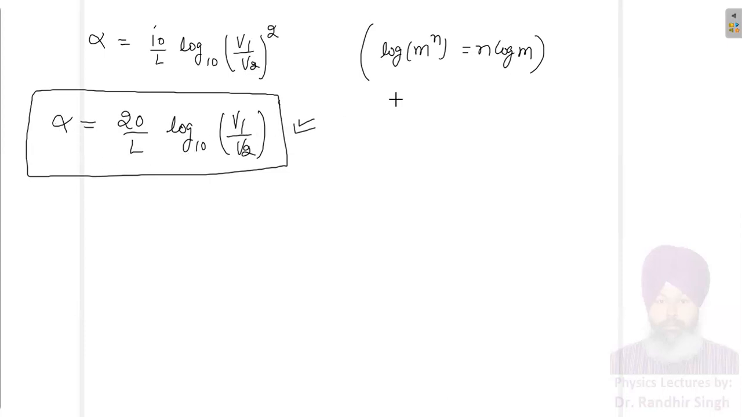Once the fiber loss is measured, we will measure L using a scale. We will measure V1 and V2 using a microvoltmeter or millivoltmeter. Then alpha will be found. And if alpha is found, then alpha P can be easily found by using this formula: it will be alpha upon 4.34. Kindly remember, the unit of alpha P is meter inverse or kilometer inverse, but the unit of alpha is decibel per kilometer. So please remember these things.